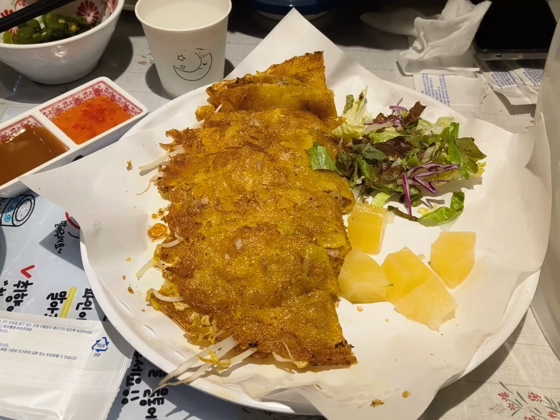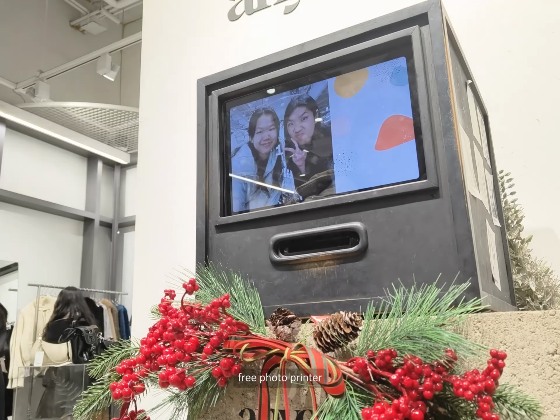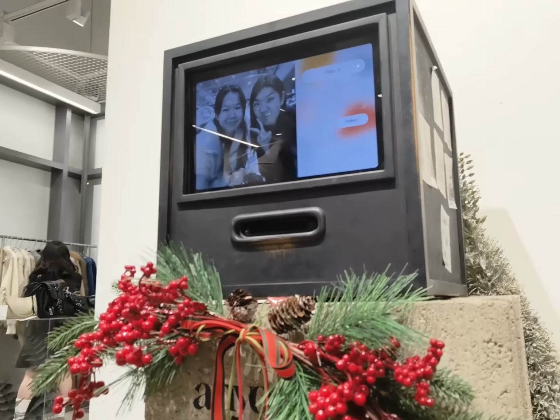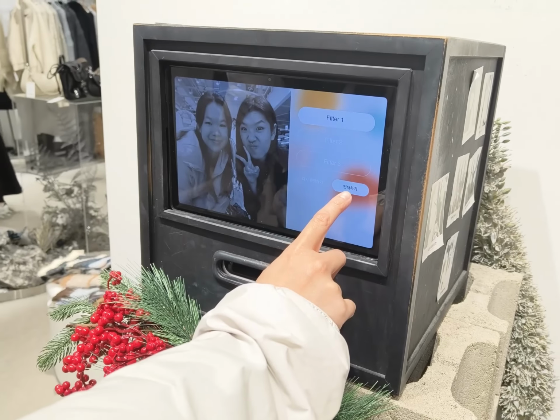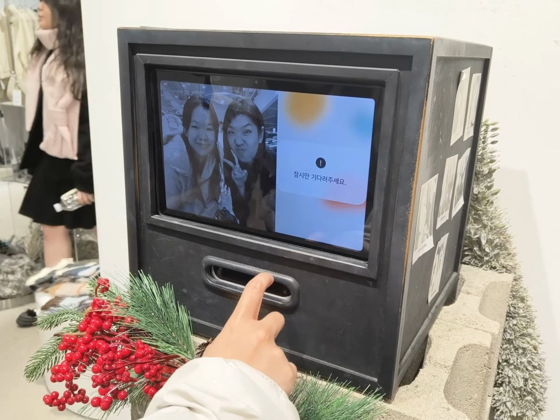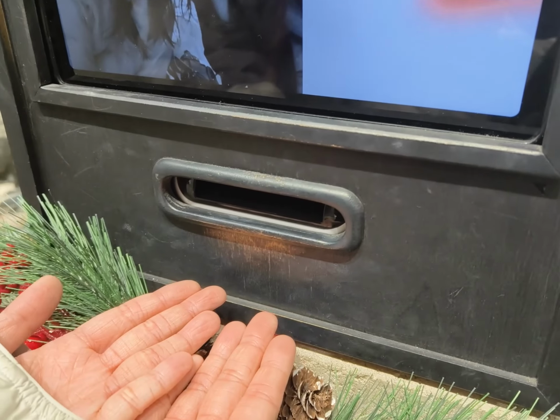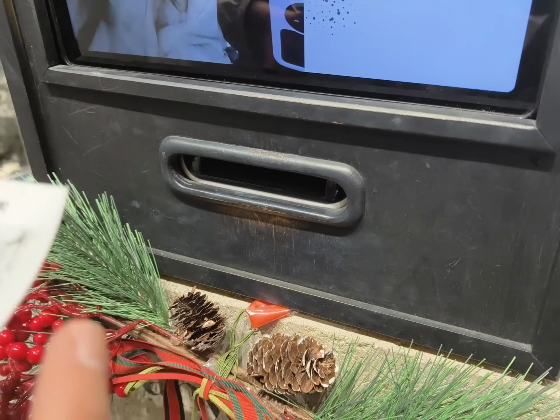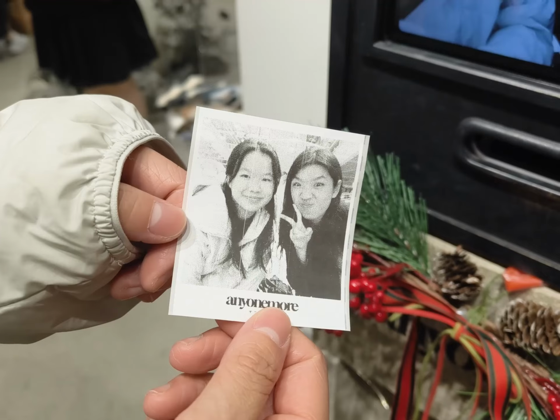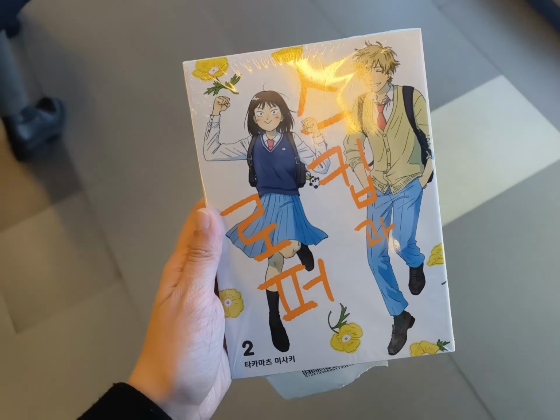We got these pancakes because we ordered two dishes. Okay. Let's go.